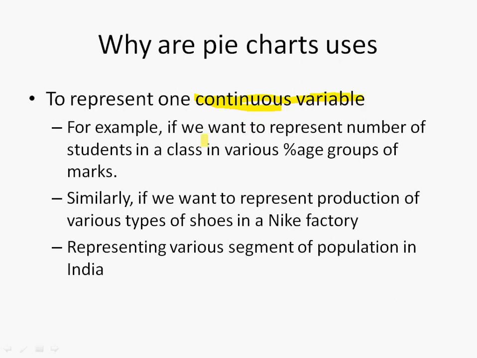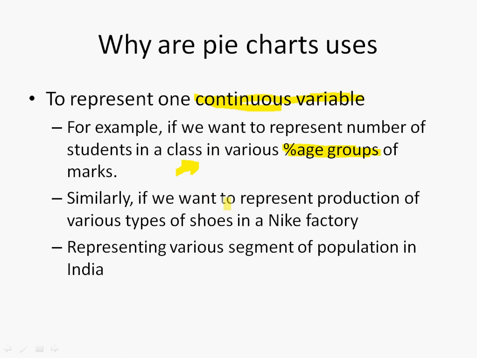For example, if we want to represent the various percentage groups of students, right? So for example, students scoring more than 90%, students scoring between 50 to 60% and all that stuff, this is one variable, right? This is just one variable and we can represent it using pie charts. It would be very convenient to use pie charts in this case.